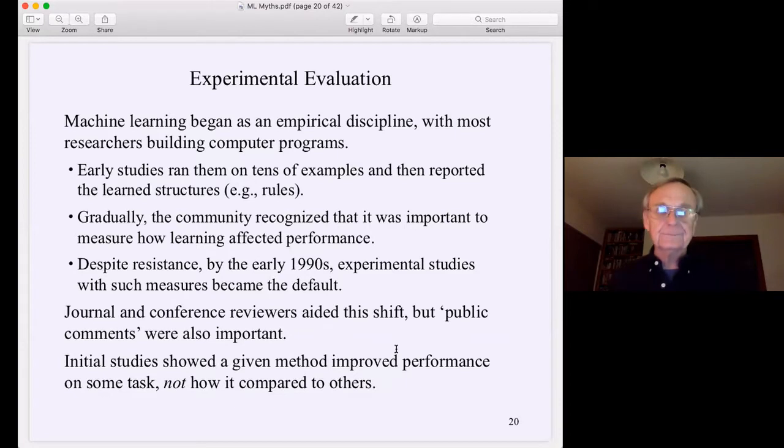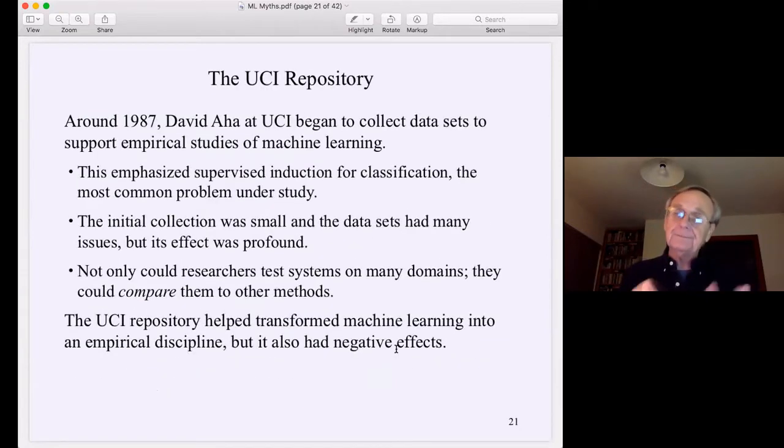kind of thing. Now, the initial studies were about showing performance improvement. They weren't about comparing to other methods at all. But then in the late 80s, David Aha, who was a grad student at UCI when I was there, started to collect data sets initially from other students there. Because back then you had to find your own data set to show that your learning system was worth something. So he said, well, I'll collect these, and he made them available by FTP, of course, because that's how you transferred files in the old days.